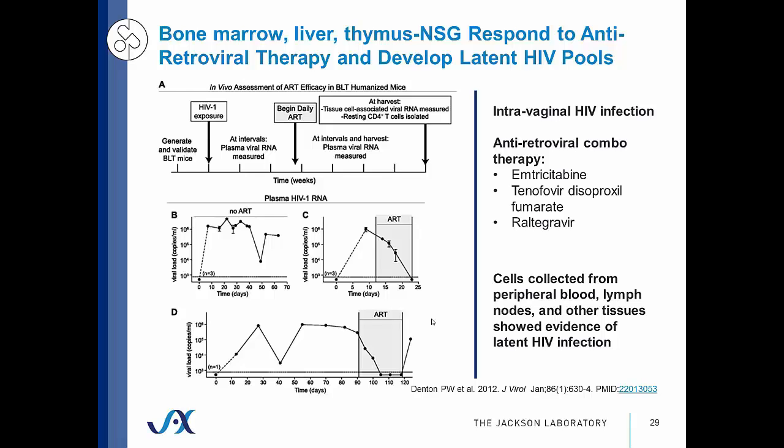They also collected viral RNA from peripheral blood, lymph nodes, and other tissues, and they saw low levels of HIV RNA, indicating that these cells were latently infected with HIV, and that mirrors what's seen in humans. So together, this data nicely shows that not only do NSG BLTs recapitulate human HIV infection, but also that it's a good model for testing the efficacy of new treatments.